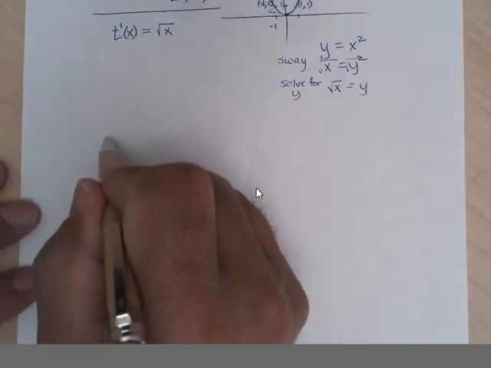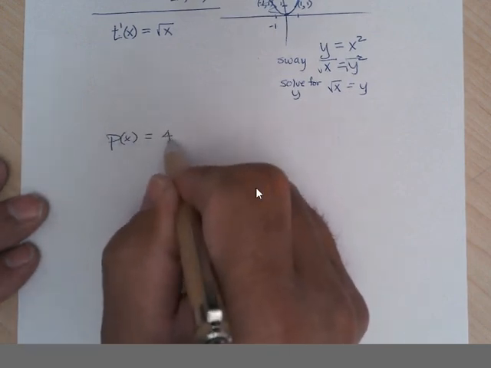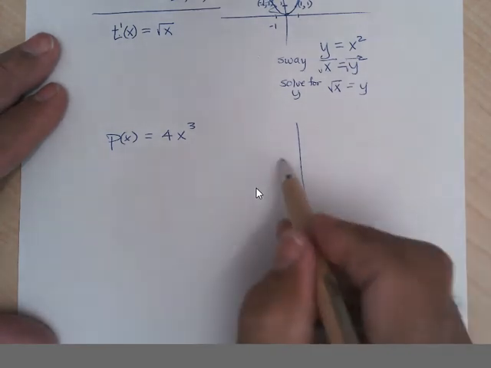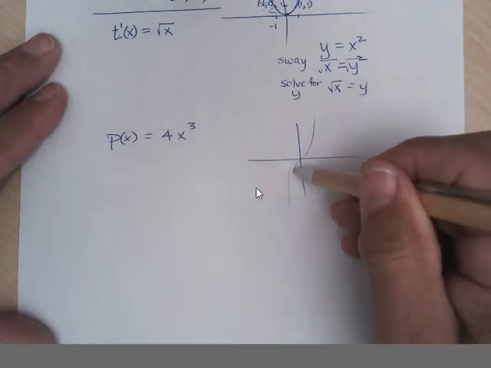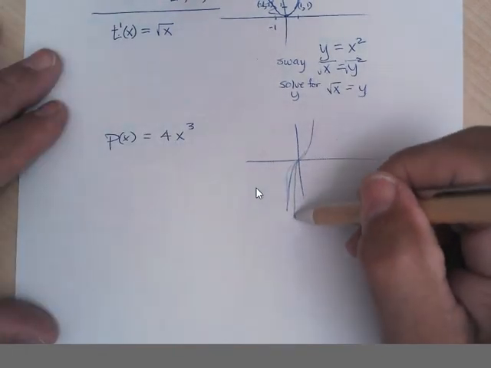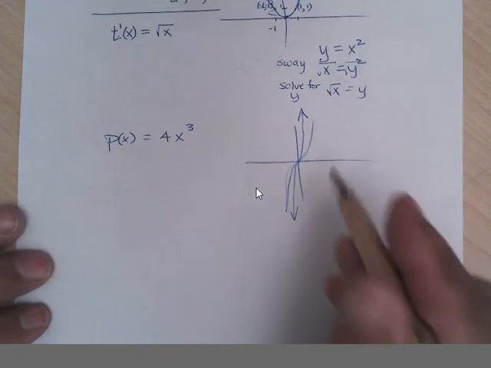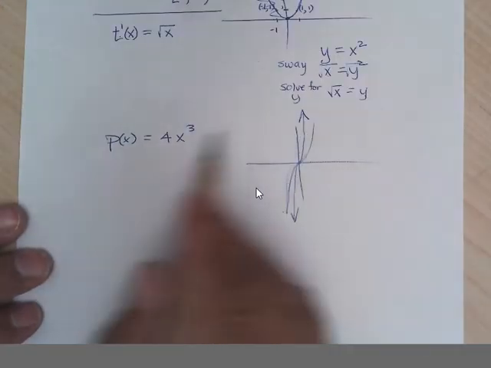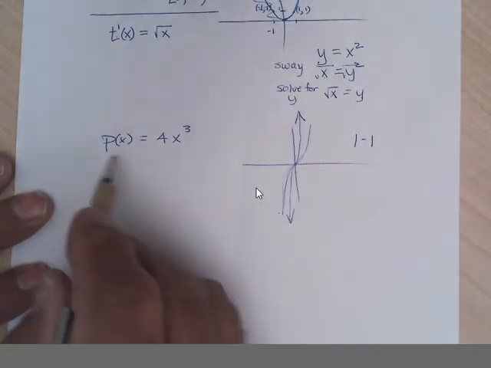Let's say p of x was 4x to the third. Now, you should know that x to the third looks something like this. And if I multiply it by 4, it stretches it out. But for any x, there's only one y, and for any y, there's only one x. So this one, that's called being 1 to 1.